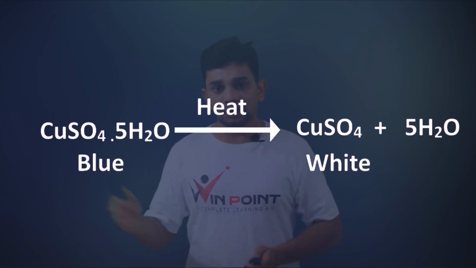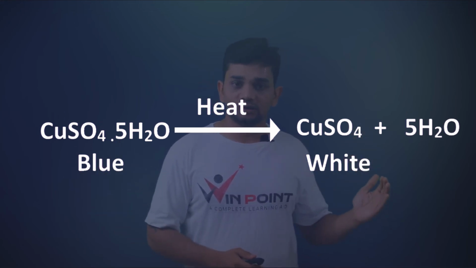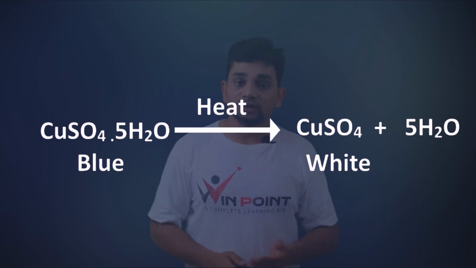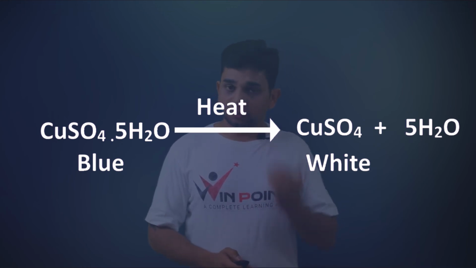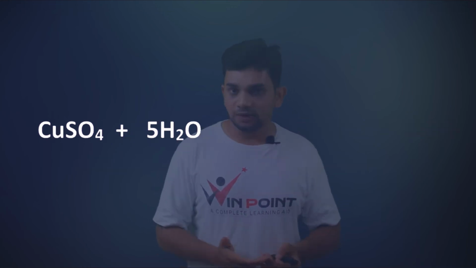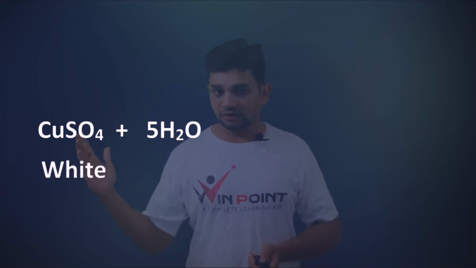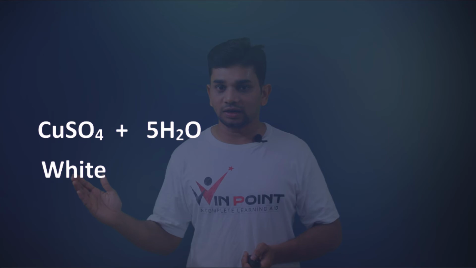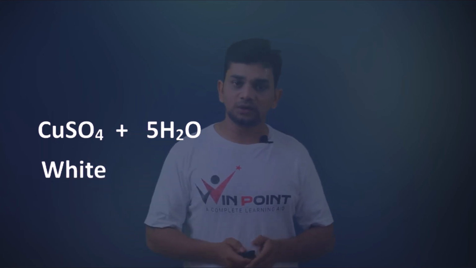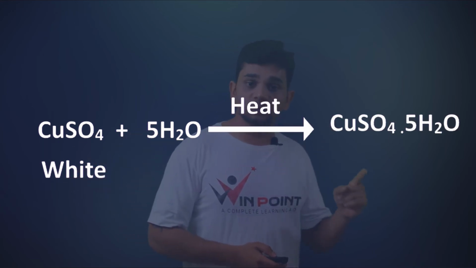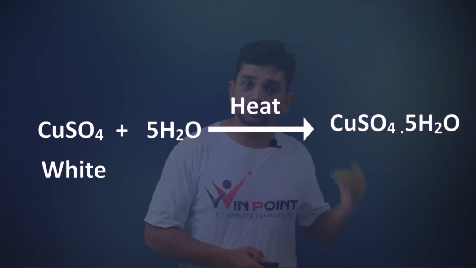This one is blue in color. This one is white in color. Right? Because of heating, it will lose the water of crystallization. This process is known as drying. Now we are going to add water back to the copper sulfate. It is white in color, right? CuSO4 white in color. We are adding water. What is going to happen? We will get CuSO4.5H2O, which is blue in color.